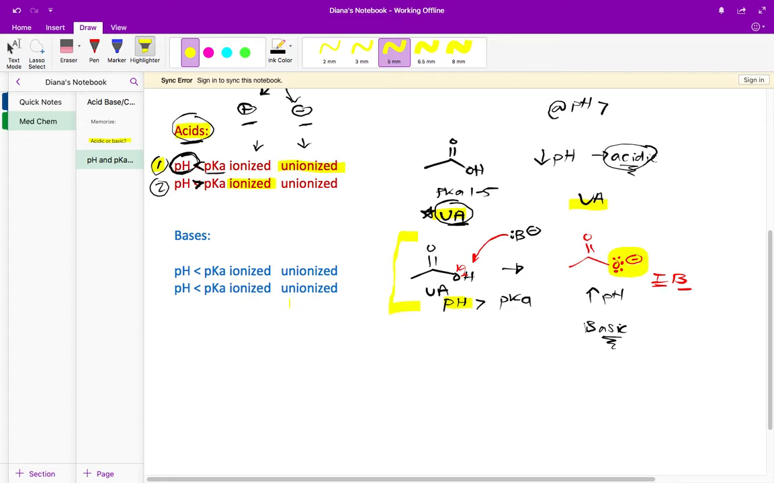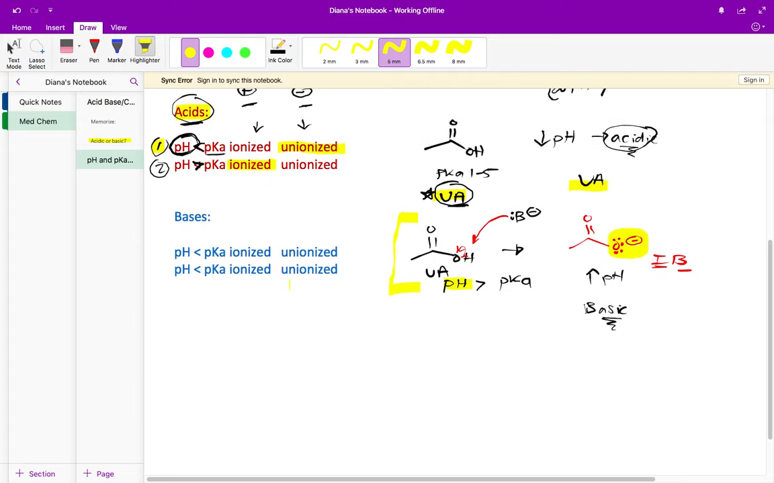Next two rules. So the next two rules would be if my pH is less than the pKa. So again, there's a typo here. This should say greater than, right? Because there's two different rules. So let's start with the first rule.